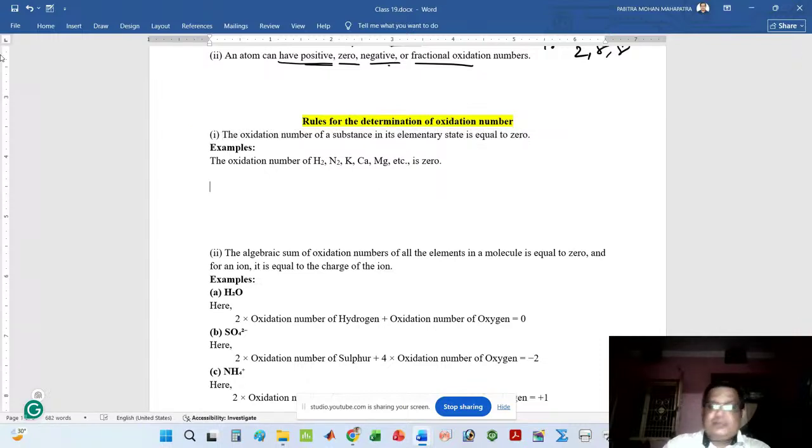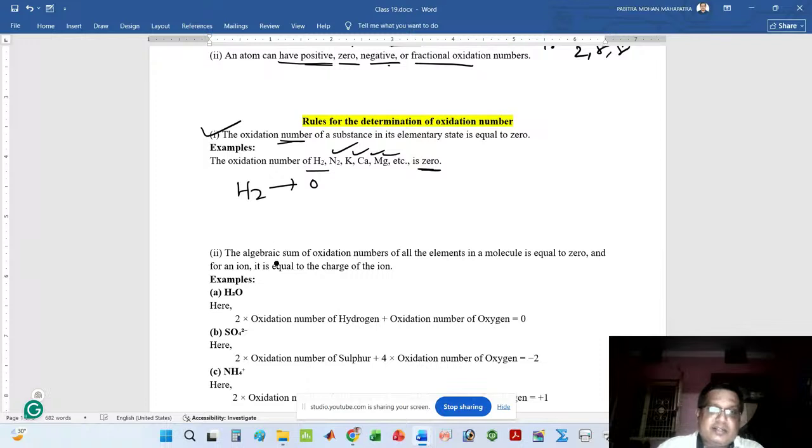That means if you want to see the oxidation number of hydrogen, H2 is present in the elementary state. Here the oxidation number of hydrogen is said to be 0. Similarly, N2 is also present in the elementary state, so its oxidation number is also 0. Potassium, calcium, magnesium, all the metal atoms are also stabilized in their elementary state, so their oxidation number is considered 0. Remember this: all the elements and substances present in the elementary state have 0 oxidation number. This is the first rule.